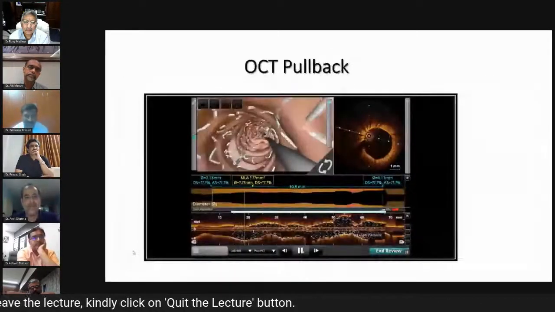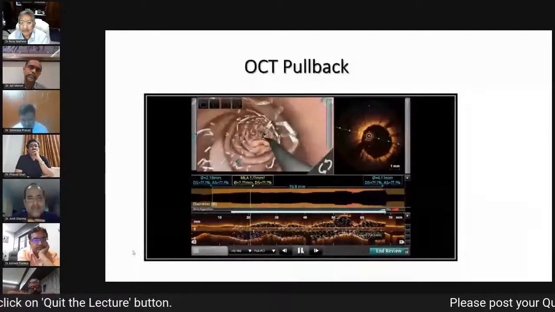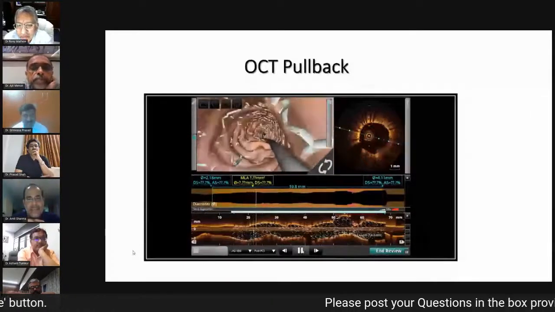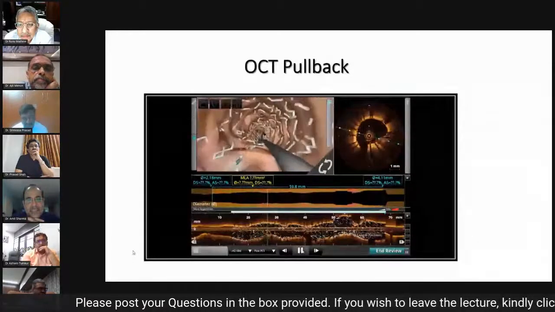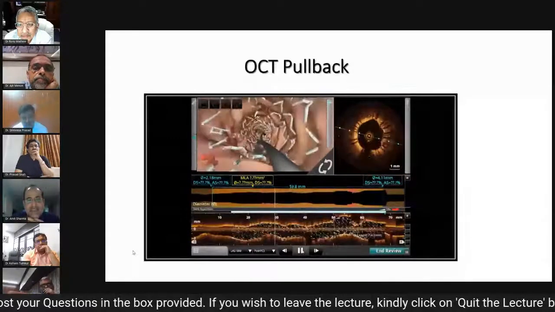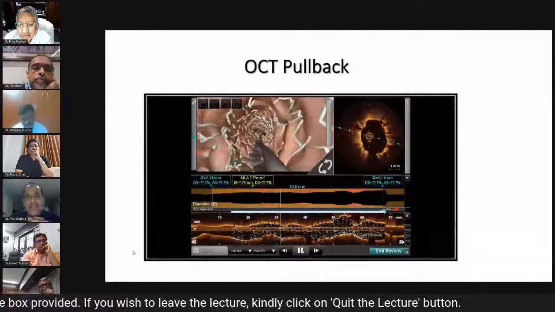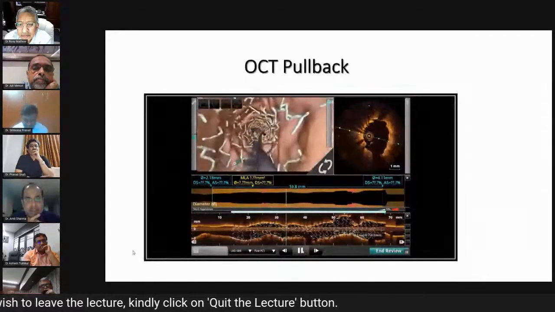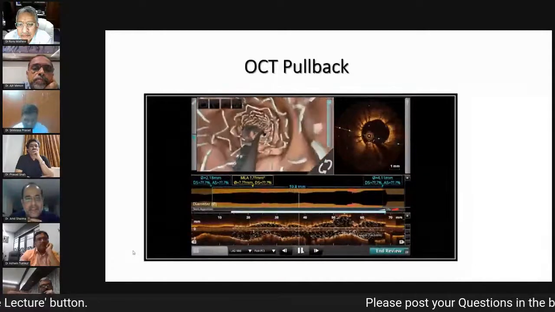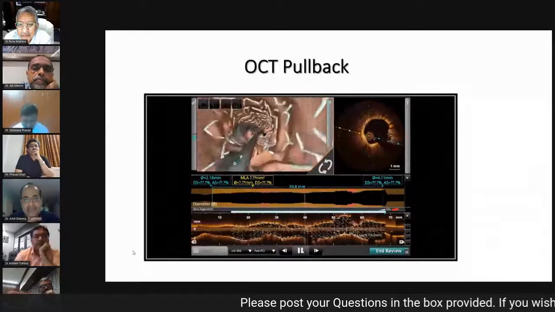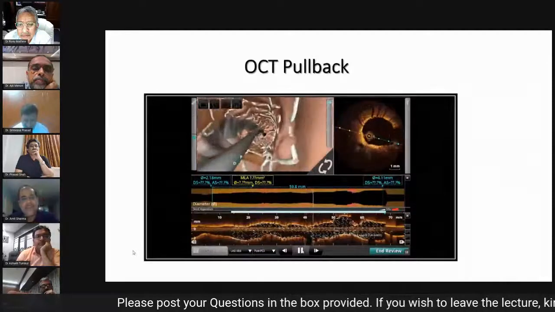We did a final pullback of the OCT to show a well-deployed stent there. Now, there was some malapposition at the most critical site of the lesion, the distal left main. Now, this was again post-dilated with a 4.5 mm balloon, to restore adequate expansion in that area. And the patient did reasonably well.